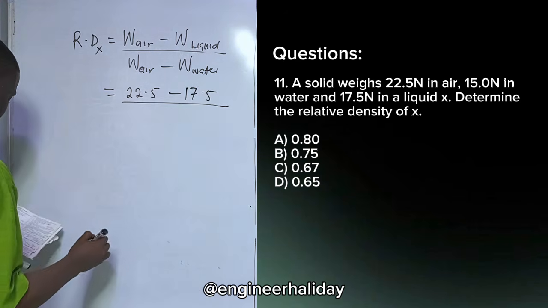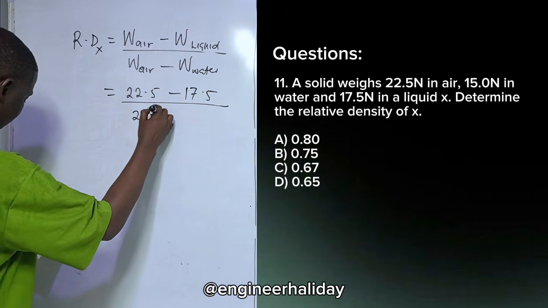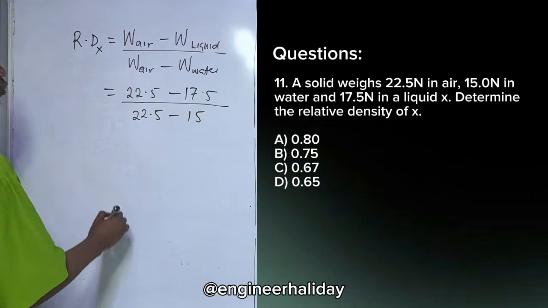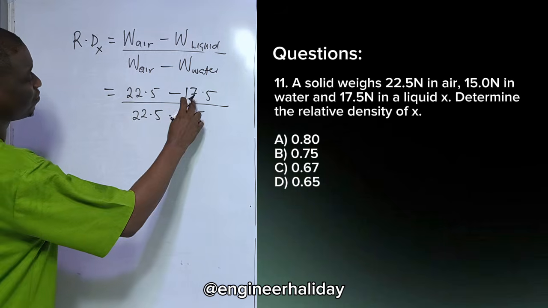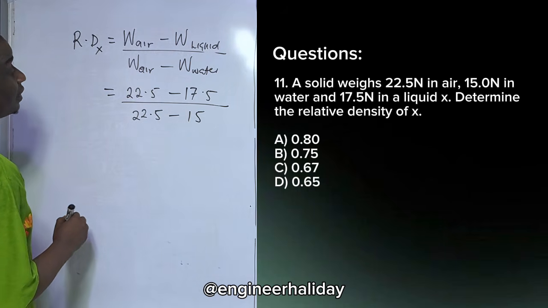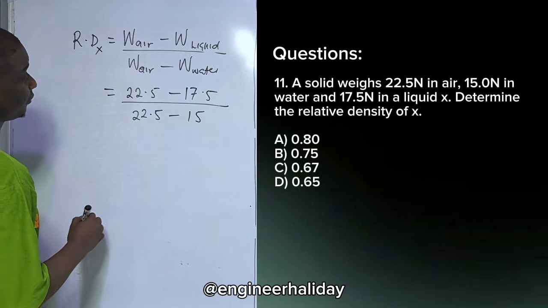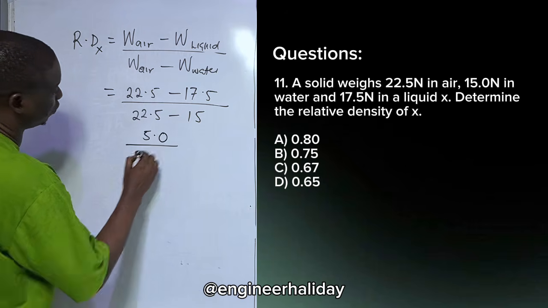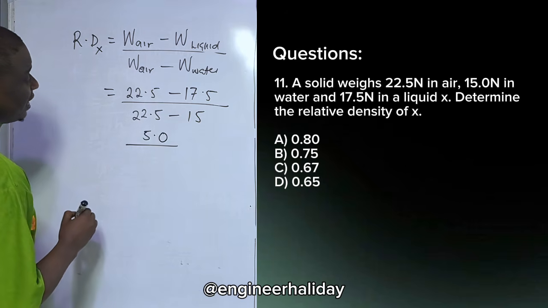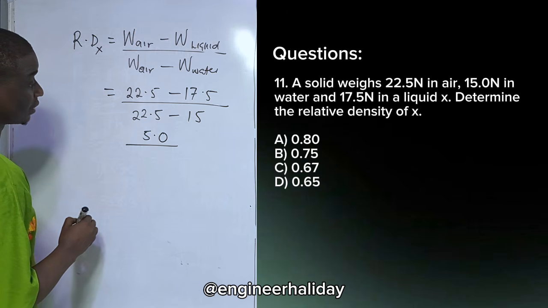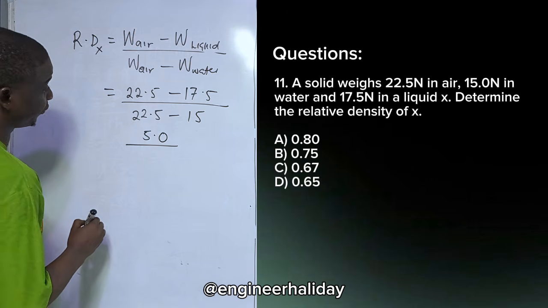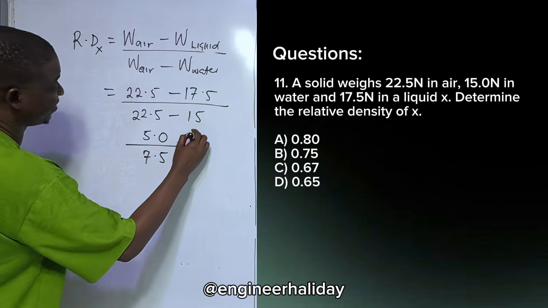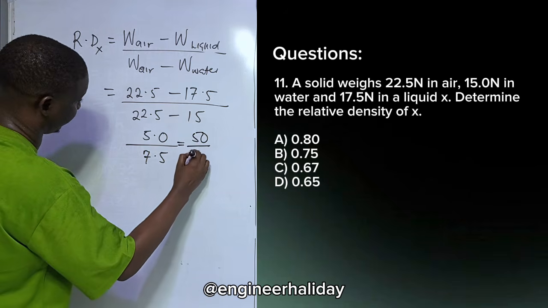divided by 22.5 again minus 15. So what do we have now? Let's play with it. 22.5 minus 17.5 should give us 5.0. And do your findings. Then 22.5 minus 15 was 7.5, which is 5.0 over 7.5.